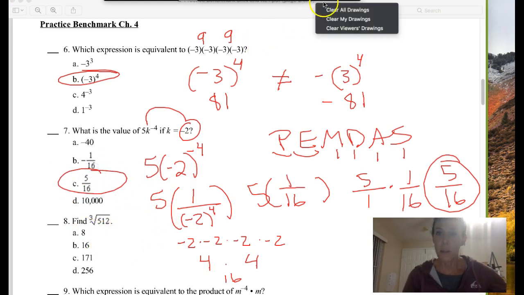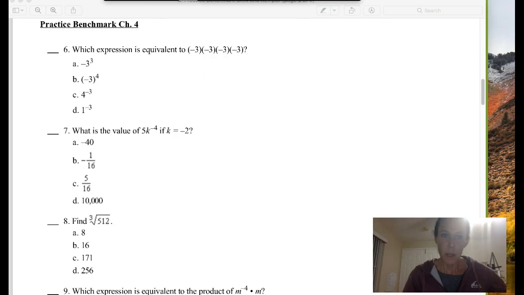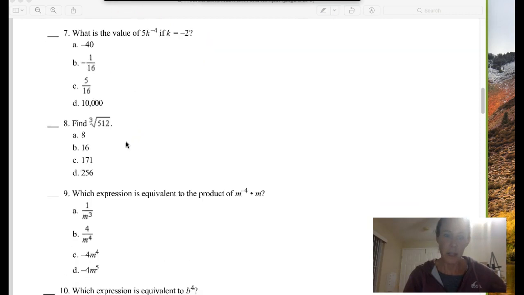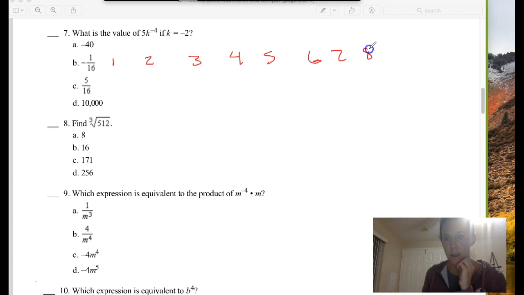Okay, guys, on to number 8. Number 8 says, find the cube root of 512. In order to find your cube roots, I want you to know some of your basic perfect cubes. You can also do this for perfect squares. So just write the first 10 or 12 numbers. 1, 2, 3, 4, 5, 6, 7, 8, 9, 10, 11, 12. Let's just write till 12. There's our first 12 numbers.